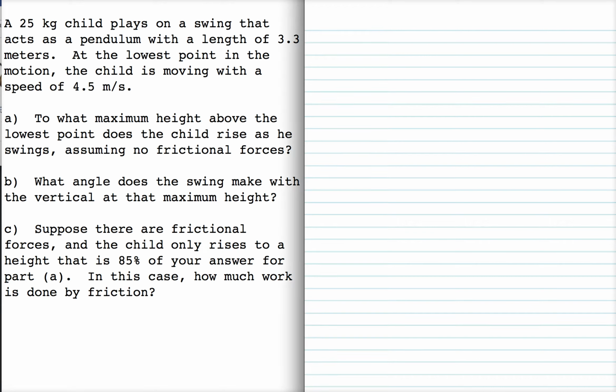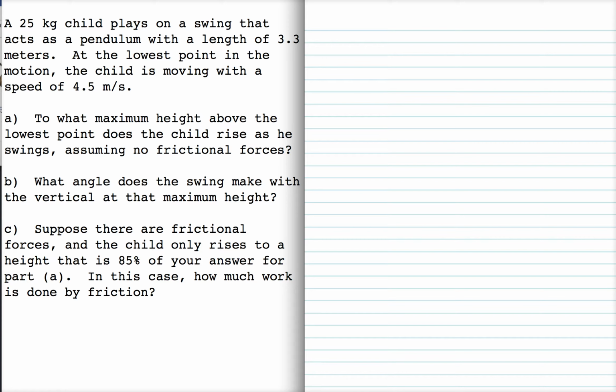Okay, this is a pendulum problem. So even though the force of gravity is constant, the relationship in this problem between the force of gravity and the displacement, the angle between those two, is going to be changing throughout the problem. Therefore, we have to use work energy because the acceleration is not going to be constant.